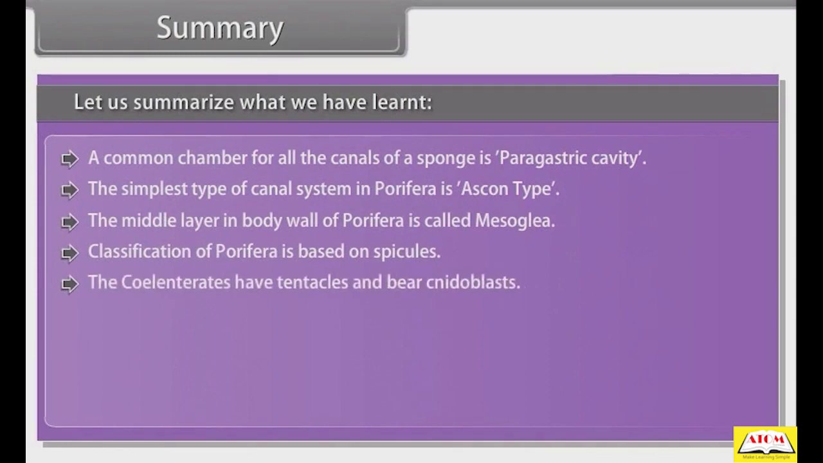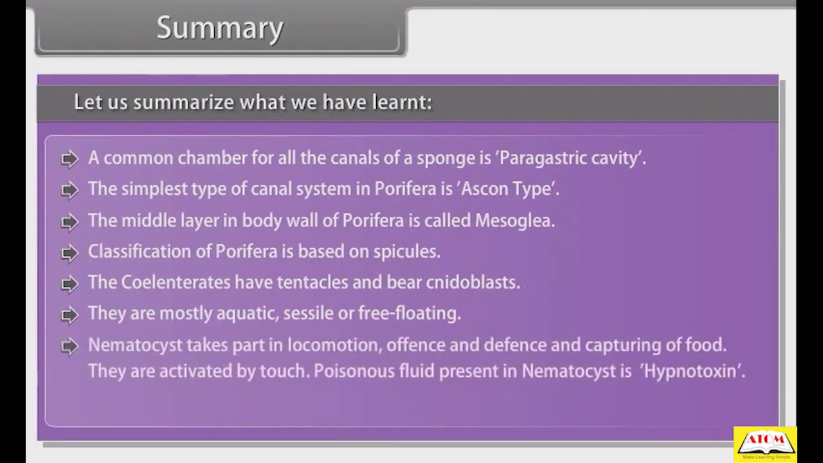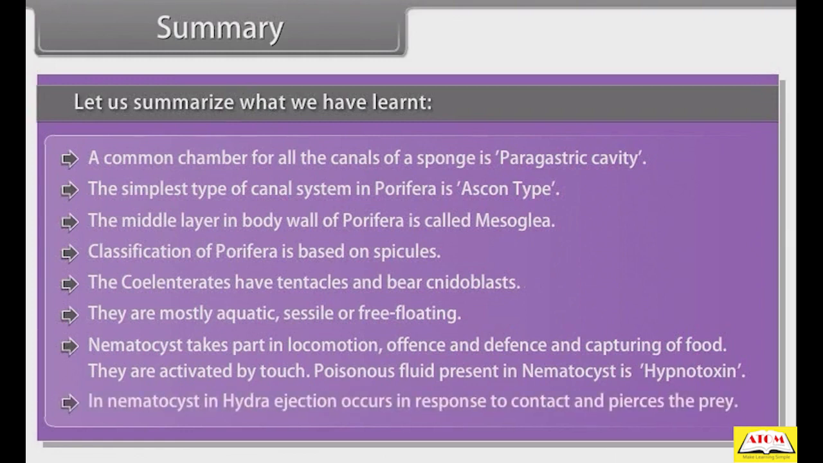The coelenterates have tentacles and bear cnidoblasts. They are mostly aquatic, sessile and free-floating. Nematocyst takes part in locomotion, offense and defense and capturing of food. They are activated by touch. Poisonous fluid present in nematocyst is hypnotoxin. In hydra, ejection occurs in response to contact and pierces the prey.